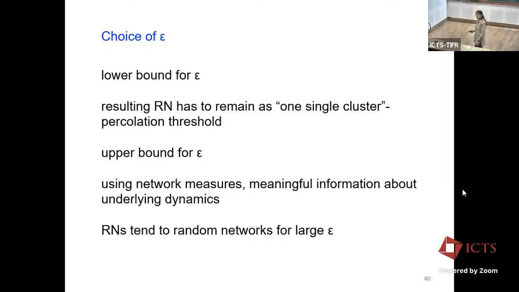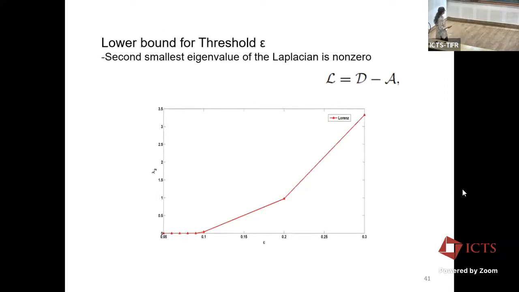So how do you fix the lower bound? The resulting recurrence network has to remain as one single cluster. That is how you fix your lower bound. And the upper bound is, all the network measures should give you some meaningful information, which means if you had taken a large epsilon, they tend to become random networks. We have actually shown that by increasing epsilon, it will go from the recurrence network to a purely random network. So that we don't want. So we have to fix it.